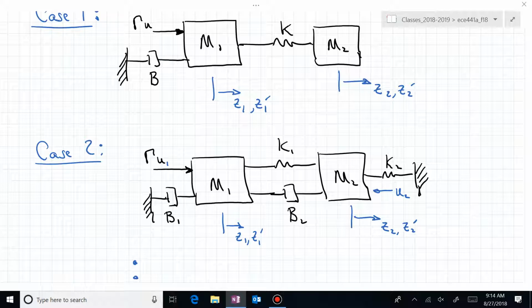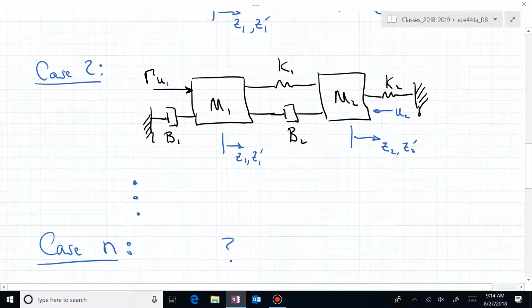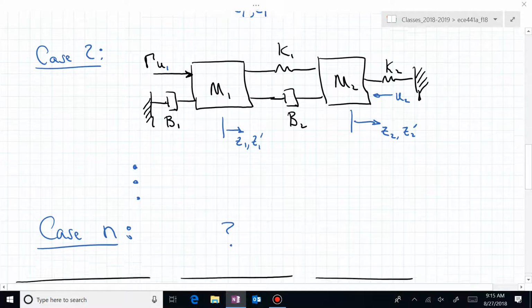Questions on this? And you now can go home. Now I've given you some extra cases to examine, and you could just keep going if you wanted to and spend n times 15 minutes deriving those different state space representations. Practice.